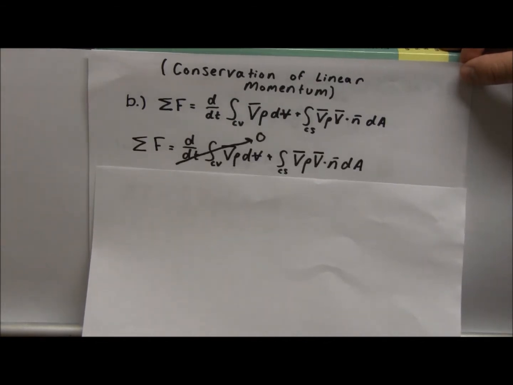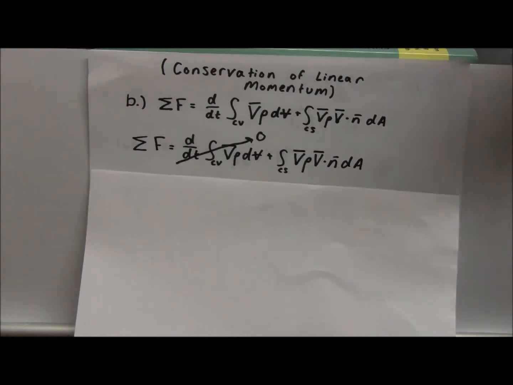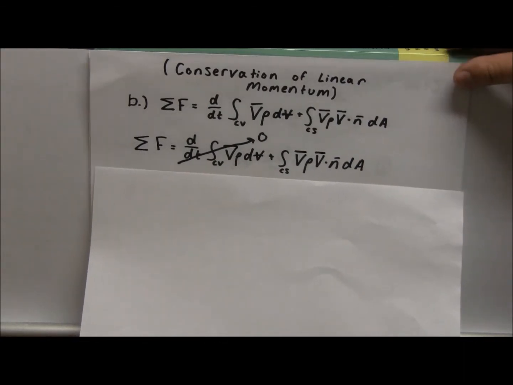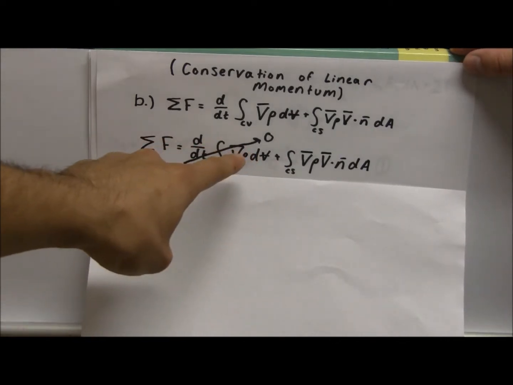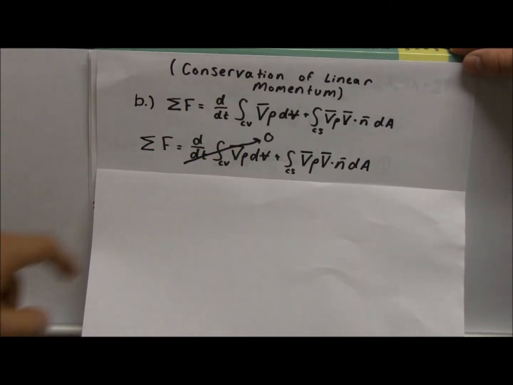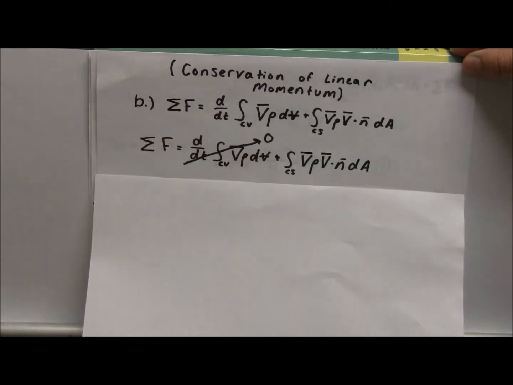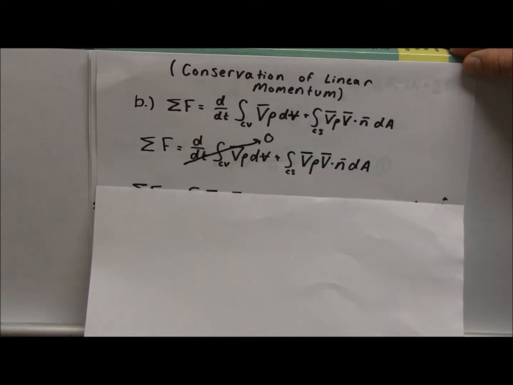So for our problem, we're going to assume steady state flow. So basically nothing is changing with respect to time. So d/dt of anything, in this case the volume integral, is going to be 0. So basically we have the sum of the forces equals our control surface integral.